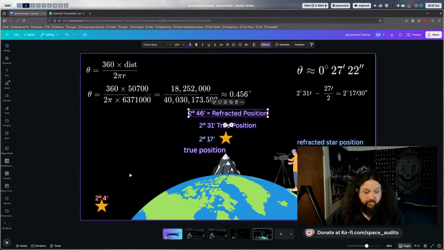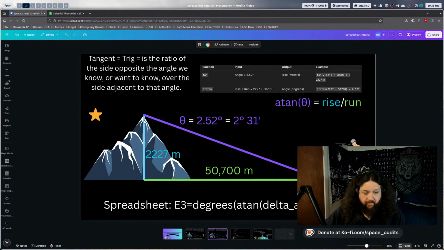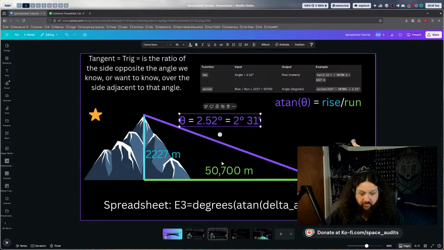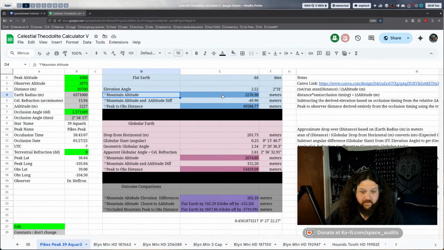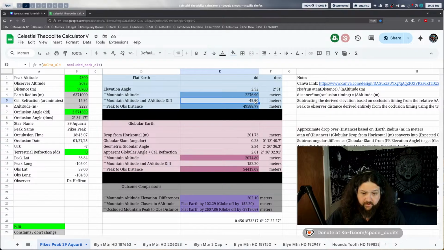So we can backwards figure out what this elevation is based off of the angle and the distance that we have. From that, we get this value over here, which we're going to compare to the true known elevation distance between us. We get this value here, and it comes out negative because the occlusion angle was higher than what's predicted by flat Earth. You'll see what we do with it in a second, so just keep note of that.